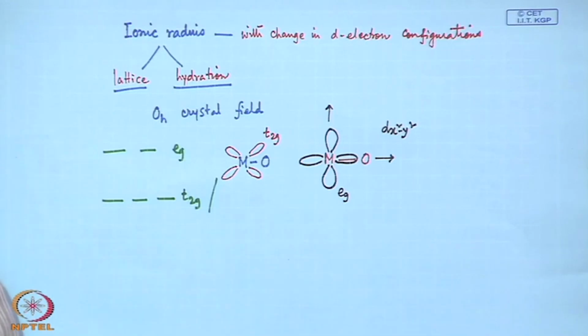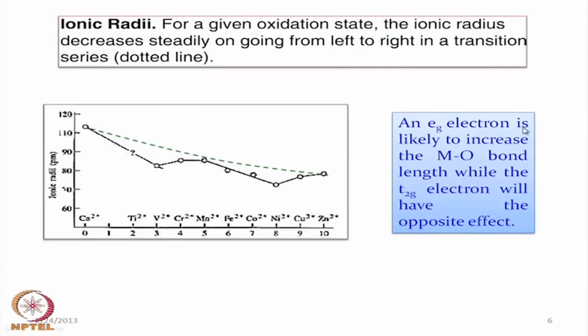So, what happens if an EG electron is there, that EG electron will try to increase the MO bond length, which is quite obvious, because this metal ion having EG electron faces the ligand orbital, the ligand p orbital or any other hybrid orbital directly. So, there is head-on overlap between the metal d orbital and the ligand p orbital. As a result, the corresponding metal oxygen bond length will increase.